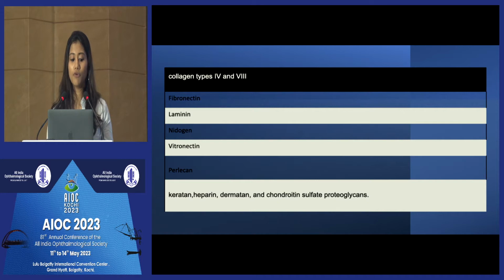It's mainly made up of collagen type 4 and type 8. It is also made up of other non-collagenous substances such as fibronectin, laminin, nidogen, vitronectin, and other proteoglycans such as keratan sulfate, heparan sulfate, dermatan sulfate, and chondroitin sulfate.